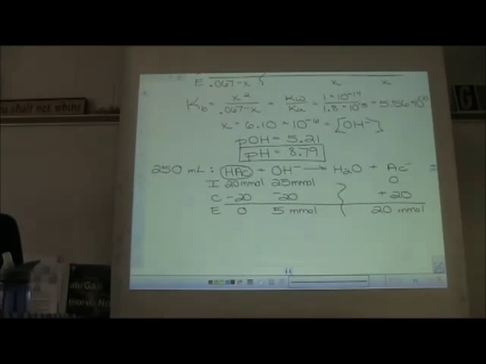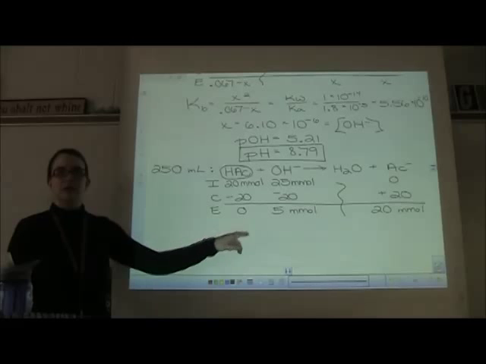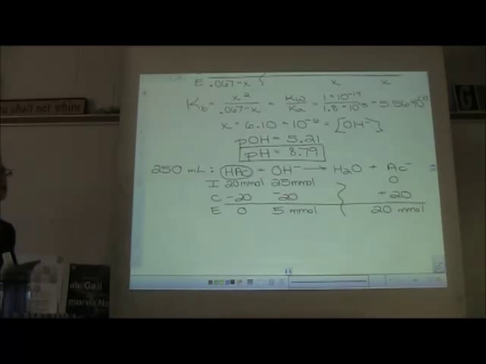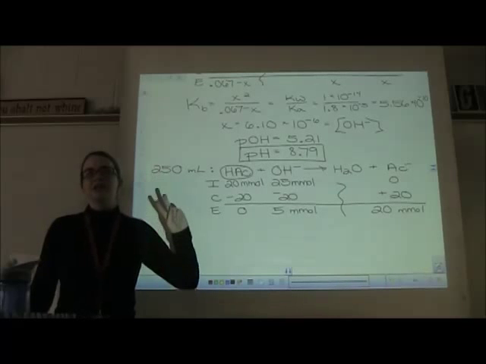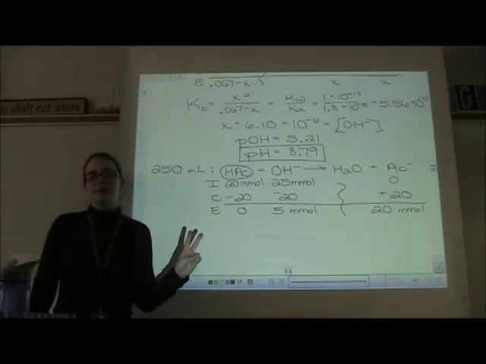I have 2 pieces left over. Is it a buffer? No, never mind, it's not. It's HAC and AC, but I don't have any base. HAC left over. I guess it's not really. So what are the 2 things that are left over? They're both bases. I have 2 different bases left over.